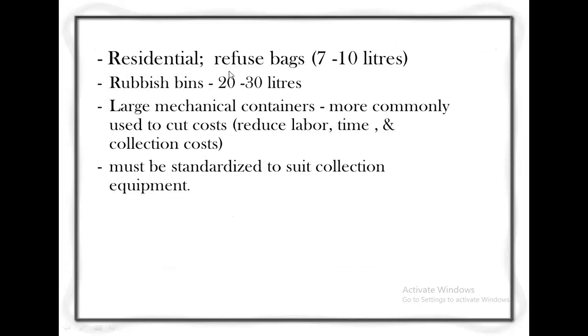Then residential refuse bags having 7 to 10 liters capacity. Refuse bags are also used for the collection of the waste. Rubbish bins having capacity 20 to 30 liters. Where more waste is collected, these rubbish bins are used. The residential dustbin we use at home has a collection capacity of 7 to 10 liters.